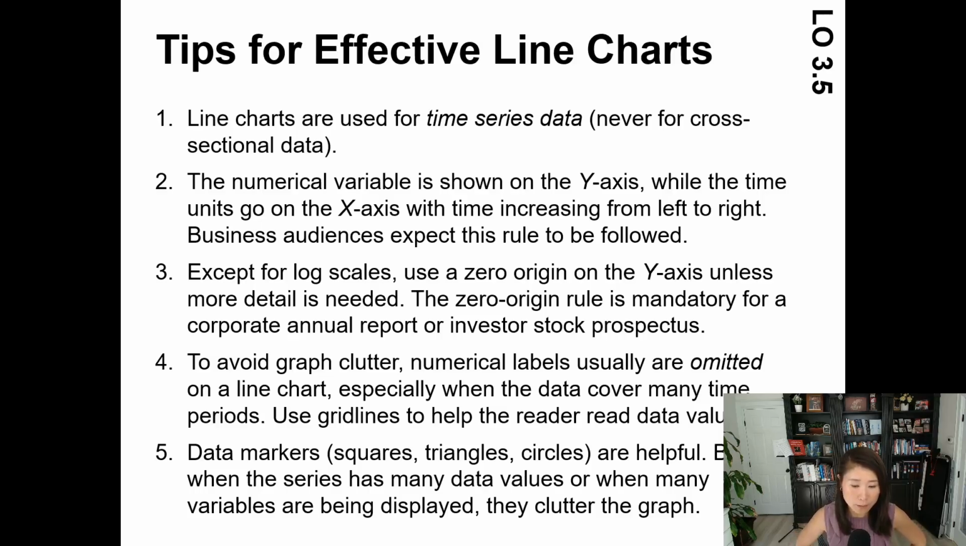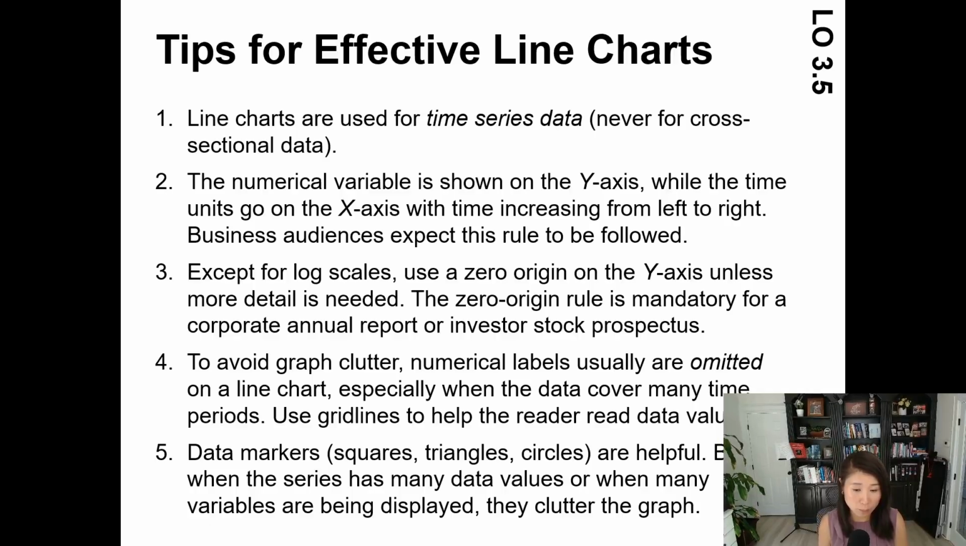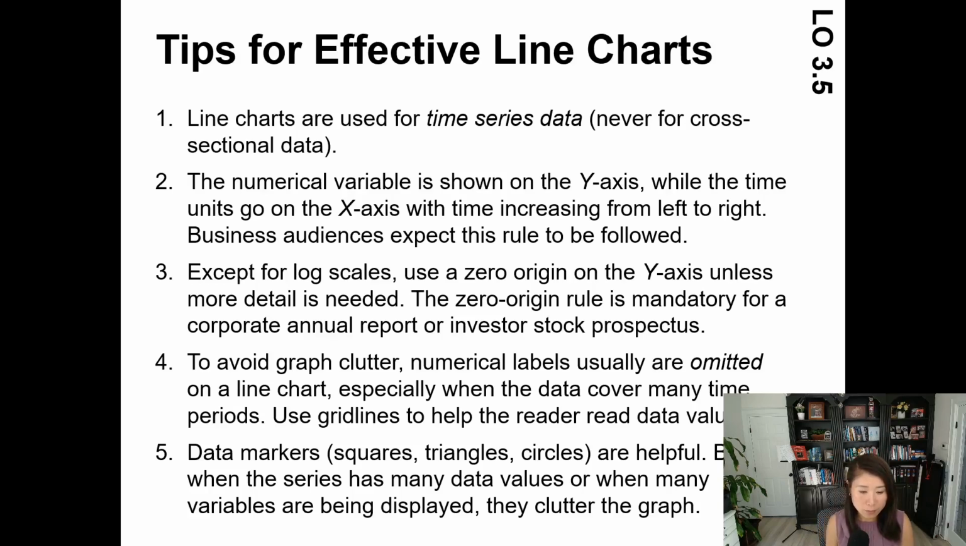Later we're going to talk about the deceptive chart, and one way to create a deceptive chart, which is not encouraged, is not putting zero as your origin. Also, to avoid graph clutter, numerical labels are usually omitted on a line chart, especially when the data cover many time periods. We use gridlines to help the reader read the data values. Data markers such as squares, triangles, and circles are helpful, but when the series has many data values or many variables are being displayed, they clutter the graph.